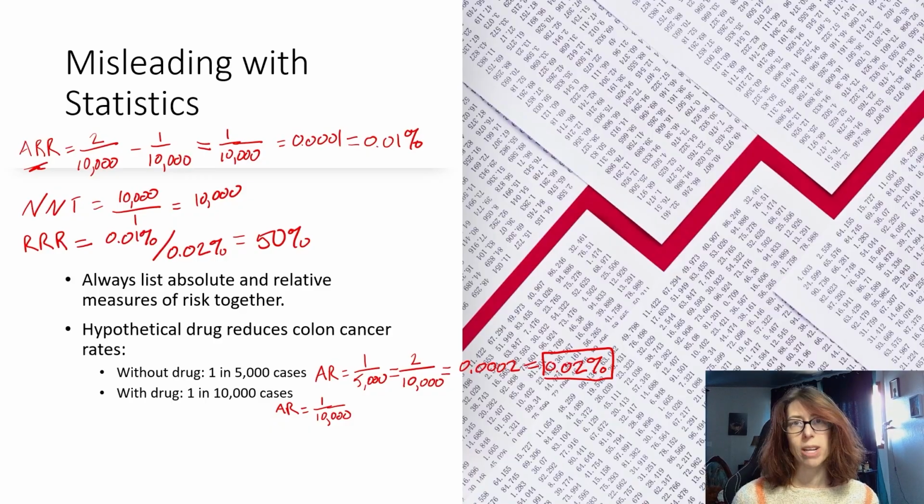Reporting only relative risk reduction might cause readers to exaggerate the impact of a drug, while reporting only absolute risk reduction might cause readers to underestimate the impact of a drug. The low absolute risk reduction reflects the low probability of getting colon cancer in the first place. But if you happen to be part of that small group that was going to get colon cancer naturally, this drug has a huge impact on adverse outcome.